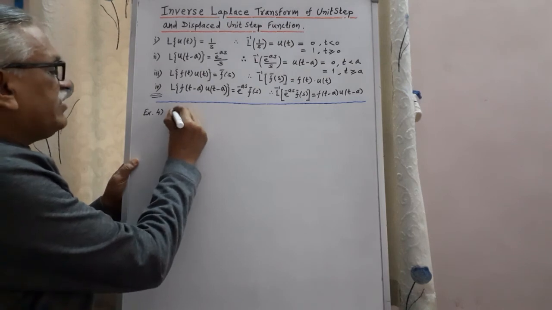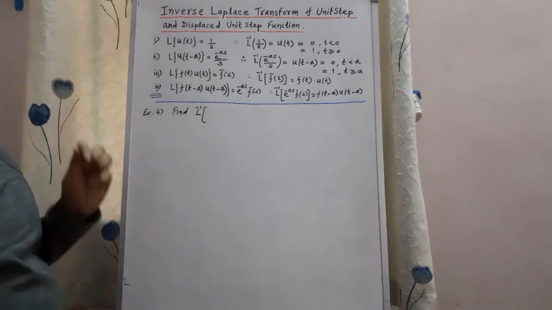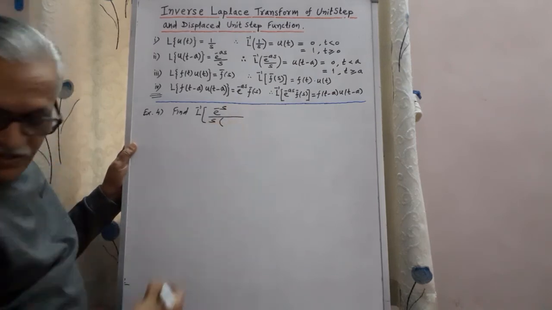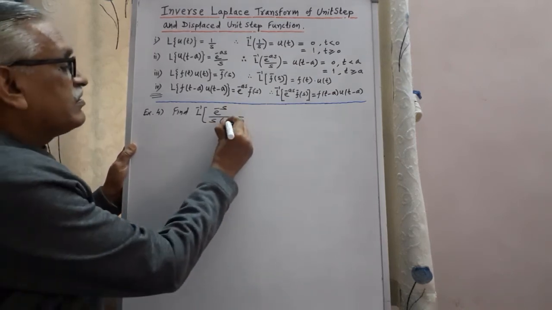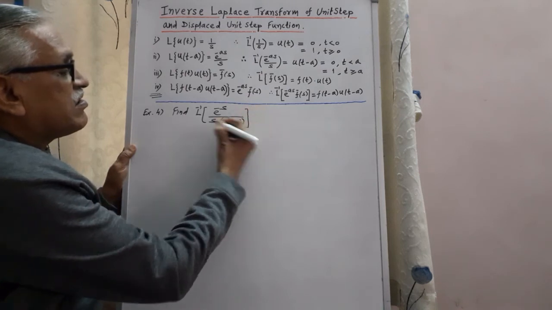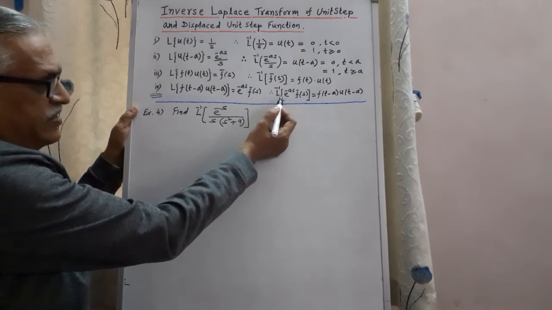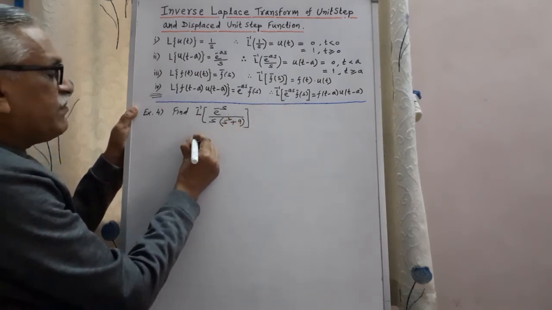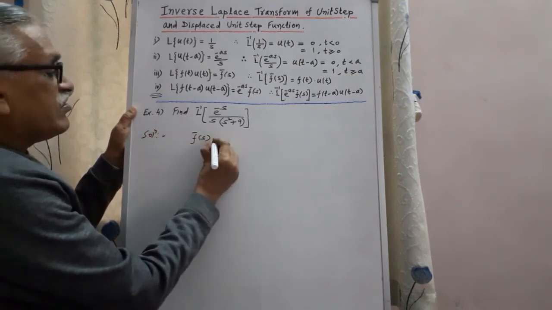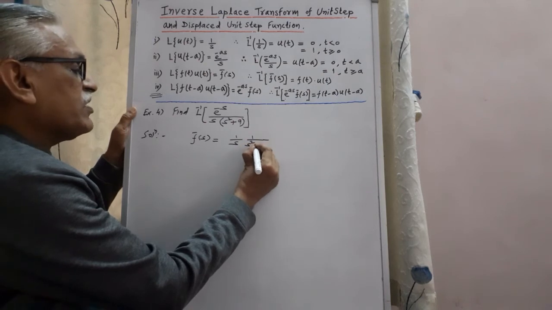Fourth example, find inverse Laplace of e raised to minus s divided by s into (s square plus 9). Okay. Therefore, here, once again, same result we have to apply. e raised to minus s into f bar of s. Here, f bar of s is one by s into 1 upon s square plus 9.